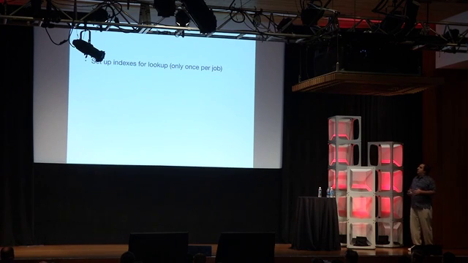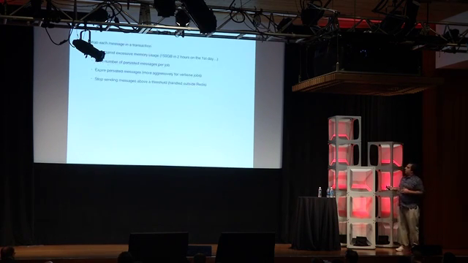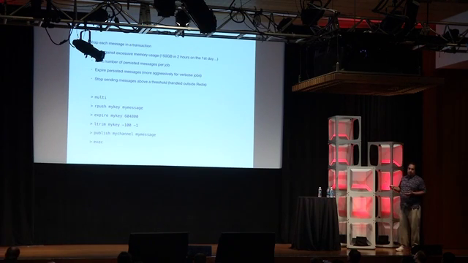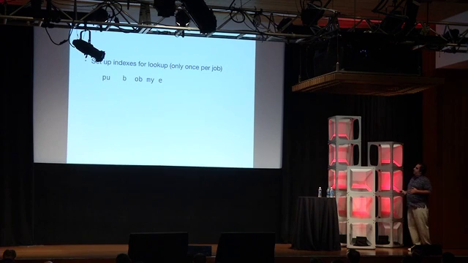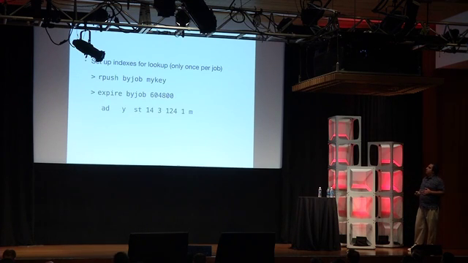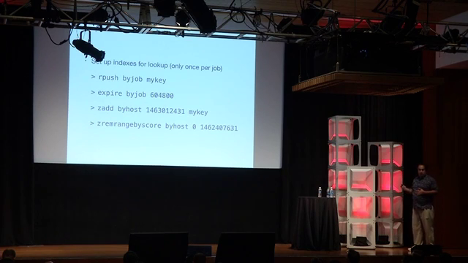I mentioned the indexes before. We only need to do this once. This is basically what each message looks like. Each message will have this format. I'll show you what the exact keys are and what the exact message is. For each job, we need to set up these indexes. And I showed you this before. Nothing really changed.